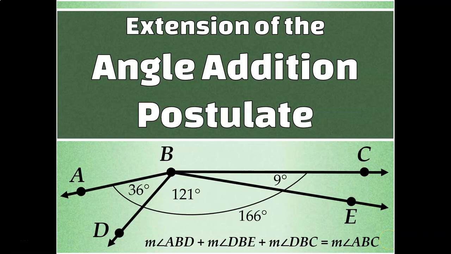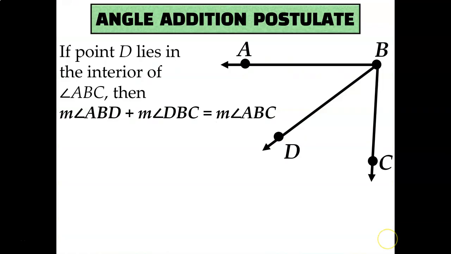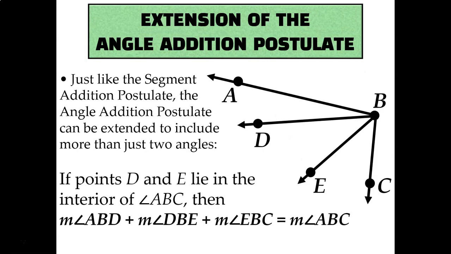Let's talk about how we can extend the idea of the angle addition postulate to help us solve more complicated problems. In our previous video, we learned about the angle addition postulate for the first time. We learned that it says that the measure of angle ABD plus the measure of angle DBC equals the measure of angle ABC. In other words, little part plus little part equals the whole thing. In this video, we're going to extend that concept to a more complicated diagram, but the concept remains the same.